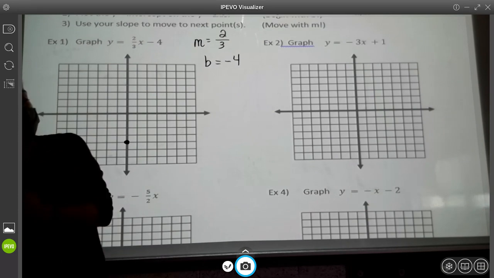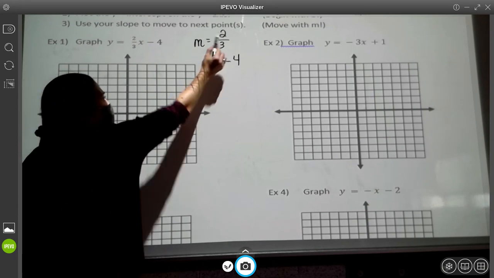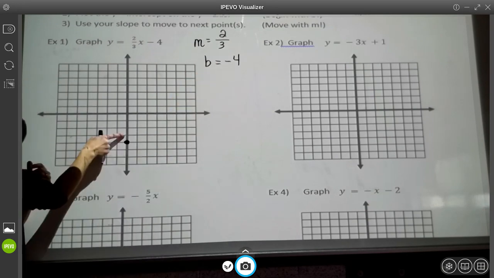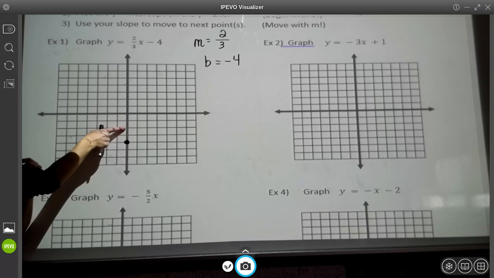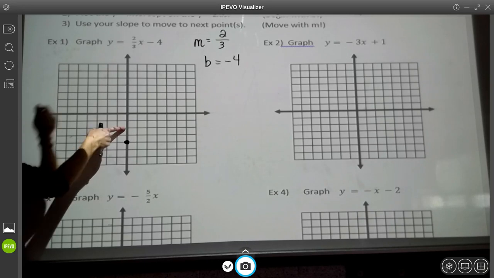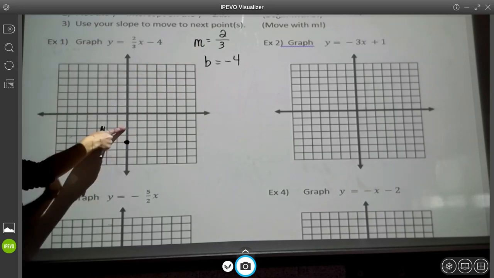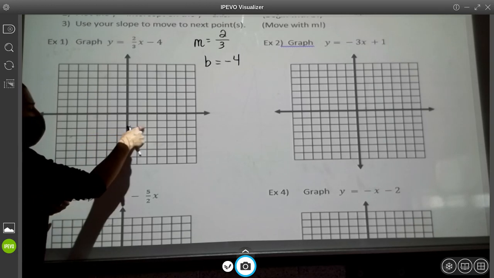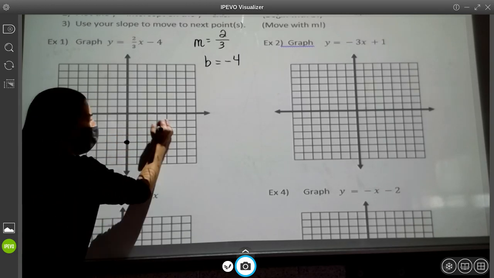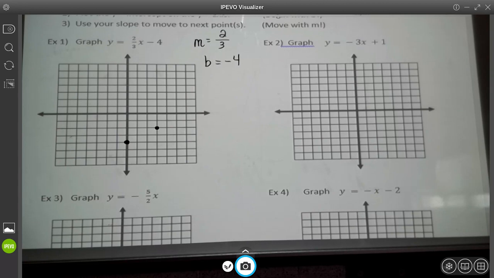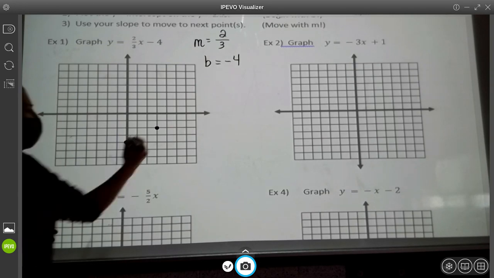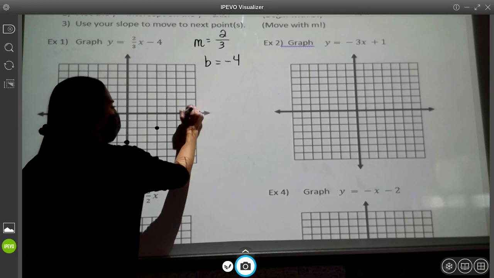So guys, how do I rise 2? You go up 2 spaces. So count up 2 spaces from that dot. And then how do you run 3? You run to the right 3. 1, 2, 3. Put a dot. And that's how we create this line, by using his slope. Now every point is up 2 and right 3. So go up 2 and right 3 again. We got another point. All right, I ran out of graph.